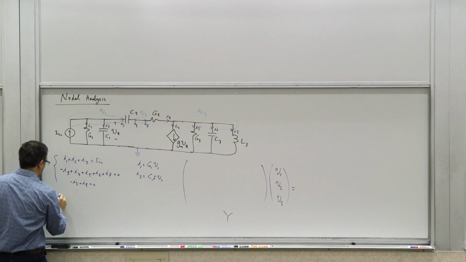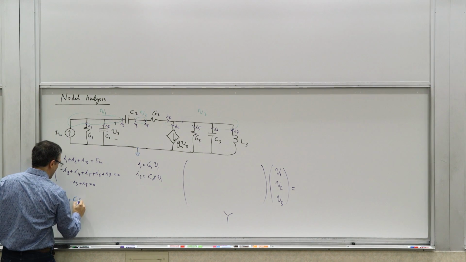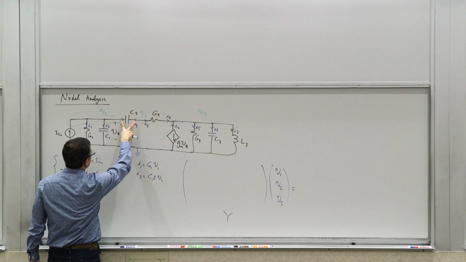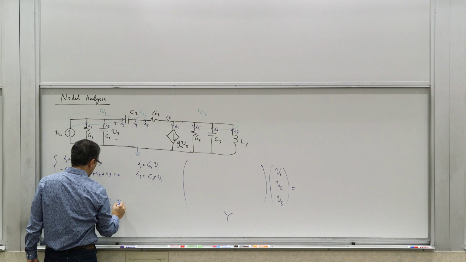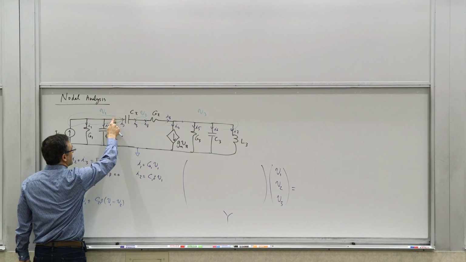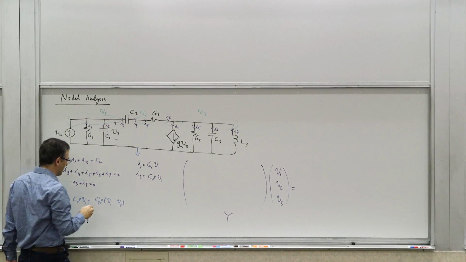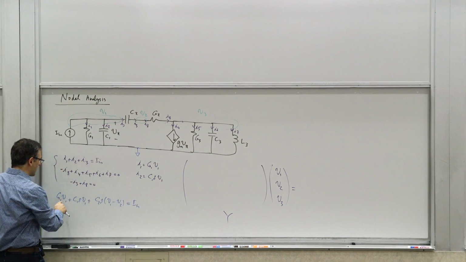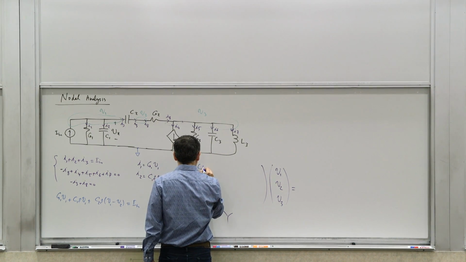So we have G1 V1 from this one. We have C1S V1 plus, now we have this current, which is basically V1 minus V2 times C2S. C2S times V1 minus V2. That is the current across this one, because it's this voltage minus that voltage times the admittance of that element, which is C2S, equals I in, right? So that line in the matrix form would become G1 plus C1S.